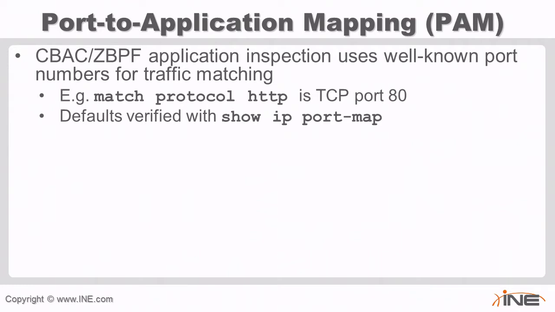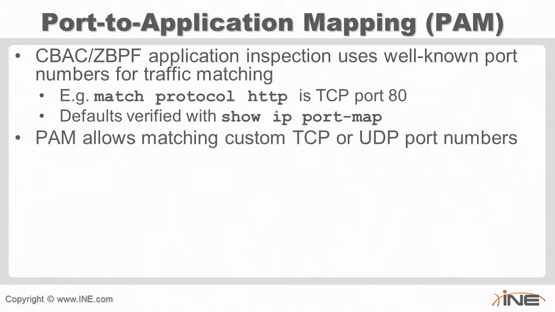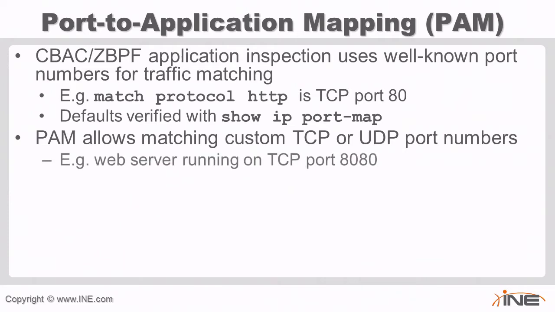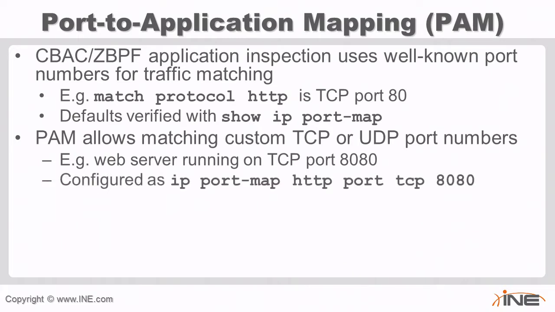In addition to matching on the standard port values, when we say match protocol telnet, we know it's going to match port 23. In the case of match protocol HTTP, we're going to be matching port 80. But we can alternately change these if there's some particular service running on a non-standard port. For example, if we have a web server running on TCP port 8080, we could define a custom port mapping that says when we're matching the protocol HTTP, not to only look at the default of 80, but we could also look at 8080.